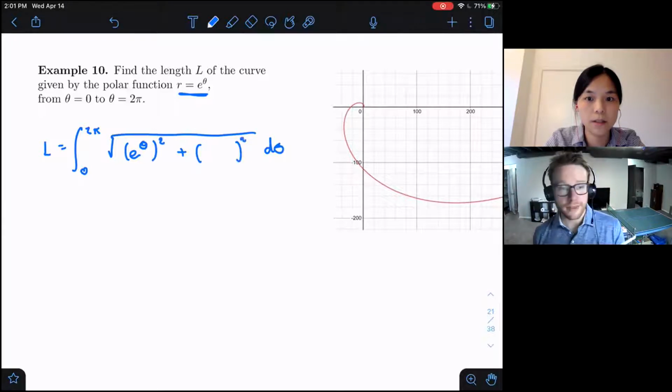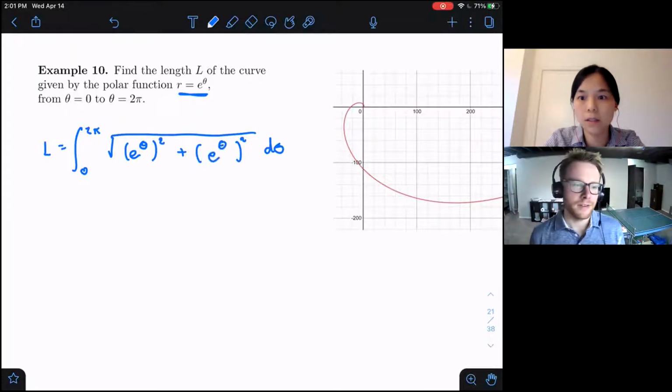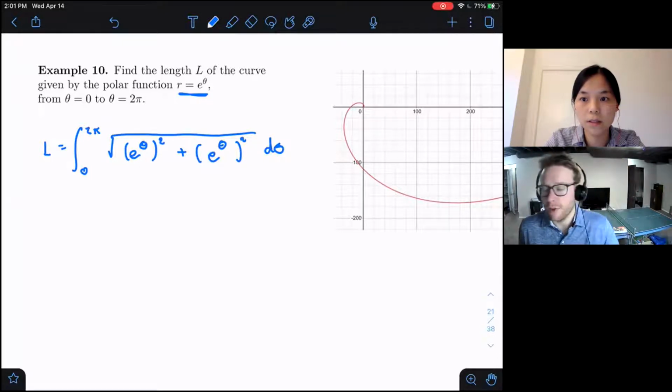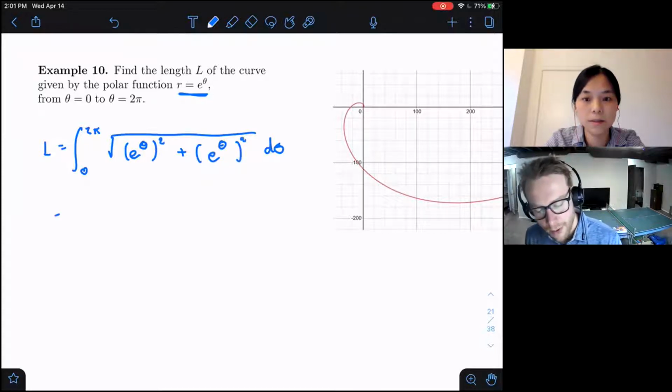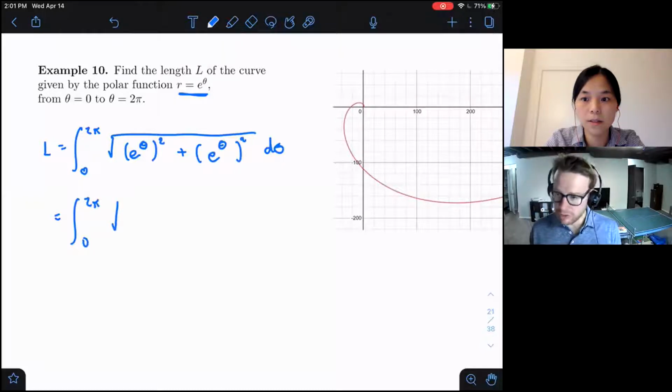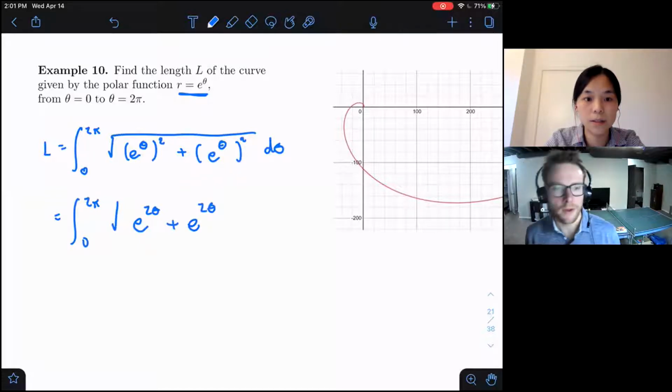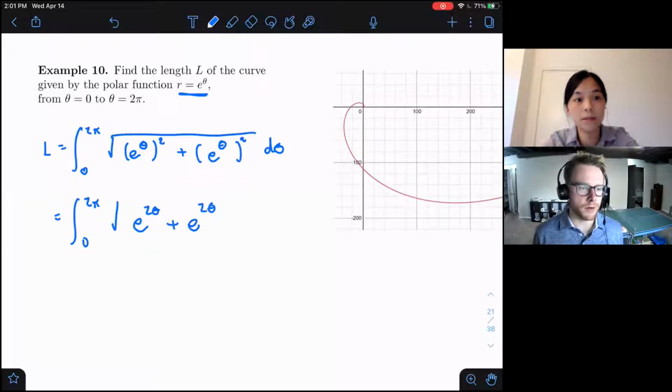And again, we need r squared plus the derivative of r with respect to theta squared. And of course, if you take the derivative of e to the theta with respect to theta, well, the whole thing with e is that its derivative is itself. So this is quite nice here. And so we just have, well, again, e to the theta, and it's being squared. Of course, when you have powers raised to more powers, you can go ahead and multiply those, right? So you're going to have e to the 2 theta plus e to the 2 theta, right? Again, powers raised to more powers.